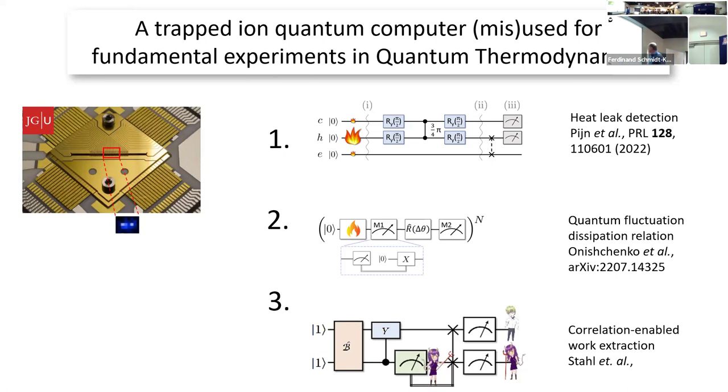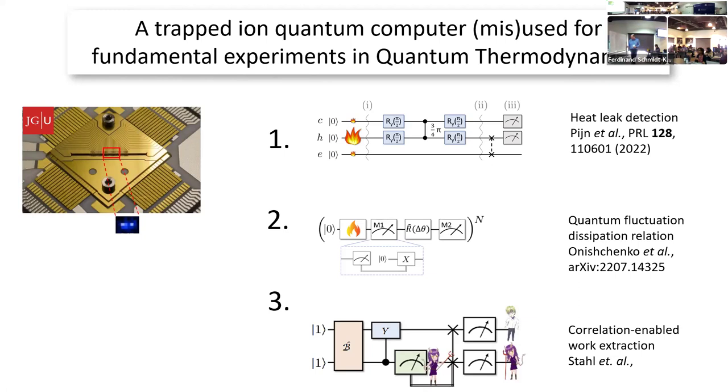Today I have three topics, actually. One is heat detection, a different way to characterize a bonding processor. The idea was conceived by Lipsin from Hebrew University, and we implemented it. The second is about quantum fluctuation dissipation: to check how a system where you apply work shows fluctuations, and how this is modified in the case of a coherent or incoherent protocol. And the third is correlation-enabled work extraction. That idea came about in collaboration with Schmidt, and we implemented it on a pair of ions.